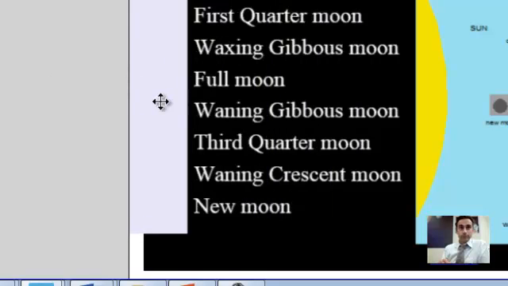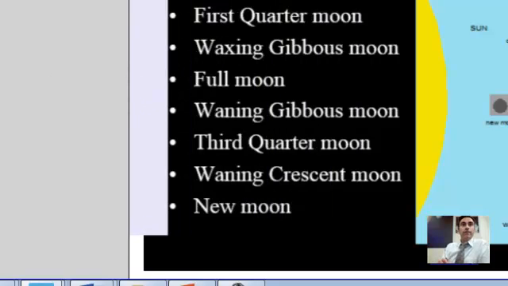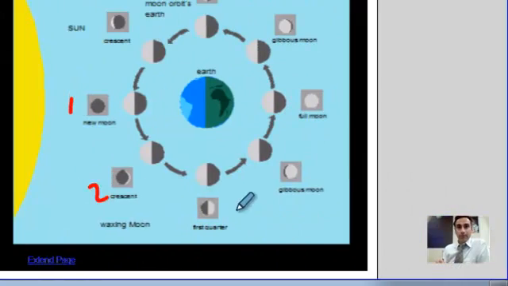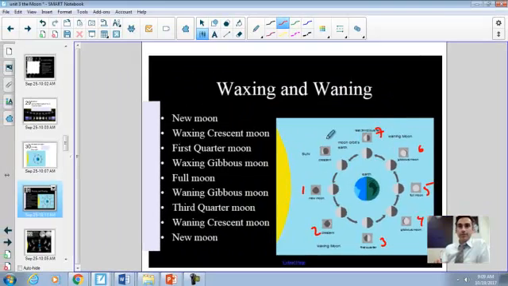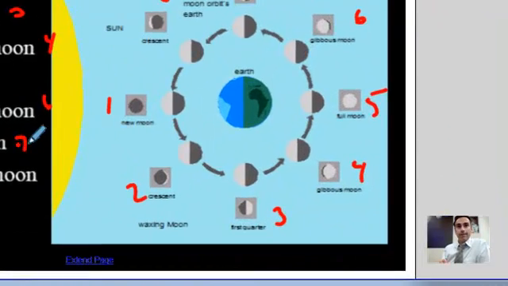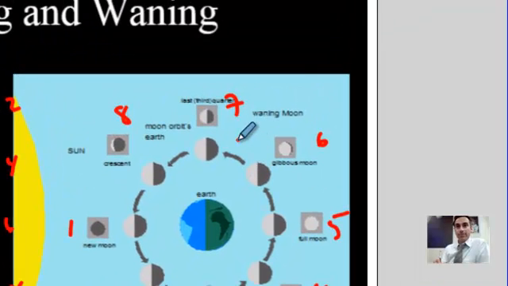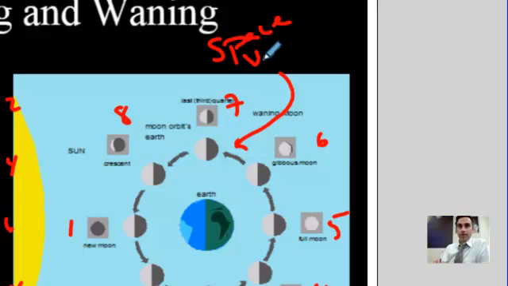Alright, so if you think of this, these are our main phases here, starting with 1, 2, 3, 4, 5, 6, 7, 8, and then back to new moon. So that should go in order here: 3, 4, 5, 6, 7, 8, and then back to 1. Right here, this is what we would see from space. So that's our space view.